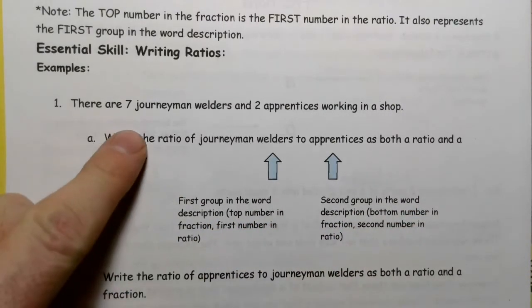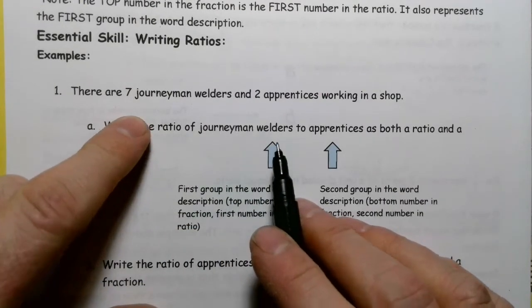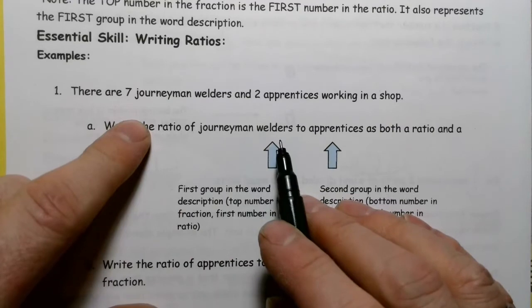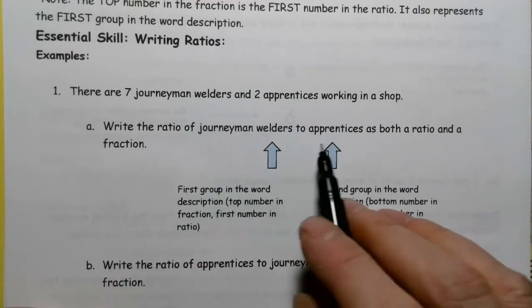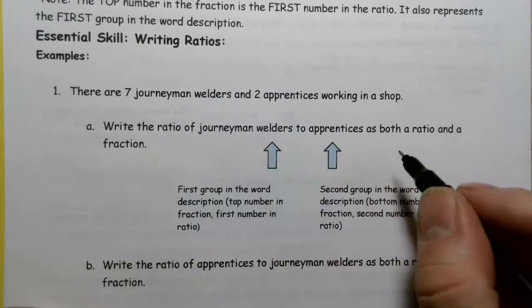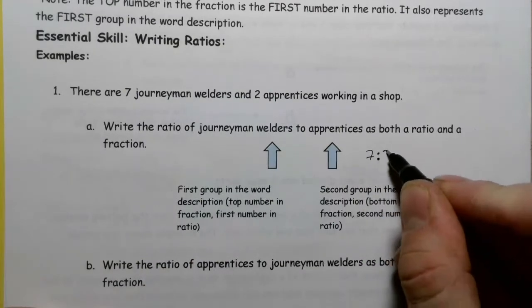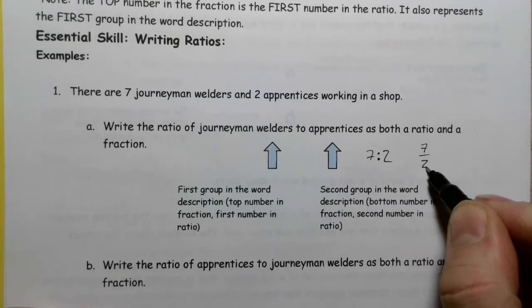Well, because we mentioned the journeyman first, that is the value that's going to come first here. So we're going to write journeyman welders to apprentices as both a ratio and a fraction. As a ratio, it's going to be 7 to 2, and as a fraction, we would write that as 7 over 2.